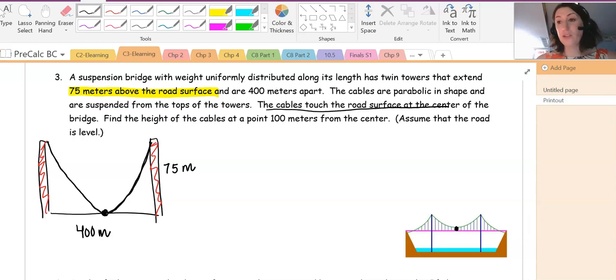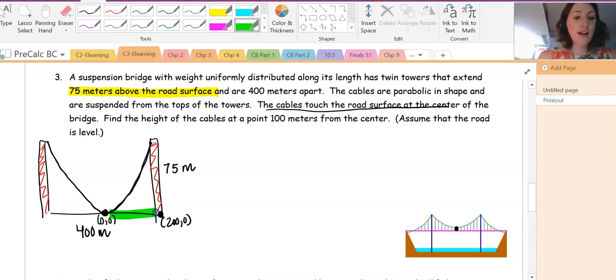here are some options for you. One thing that you want to do is kind of identify where the vertex is. What I think is helpful most of the time is to just say your vertex is at 0, 0 in this situation. And if that were the case, then over here would be the point 200, 0, right? Because if it's 400 all the way across and we're right in the center, it would be 200 on each side. That means that this point up here would be what? Okay, it should be 200, 75.